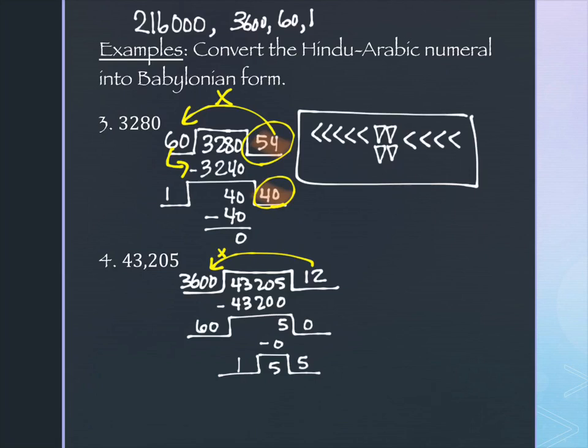5 times. 5 times 1 is 5. And we get a 0. So we are done when we've done our division by 1 and we've gotten a remainder of 0. Those are the things that tell us we're done.